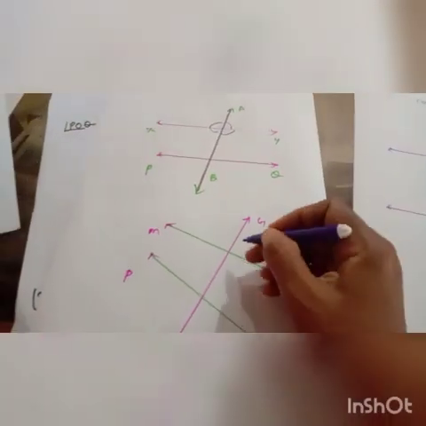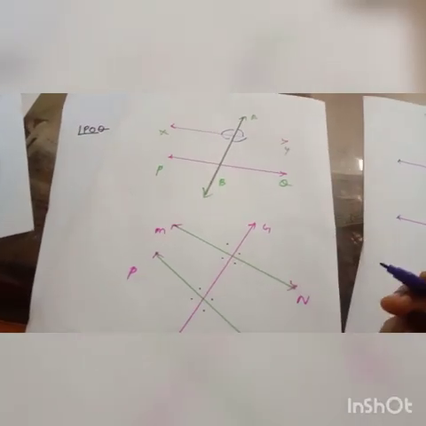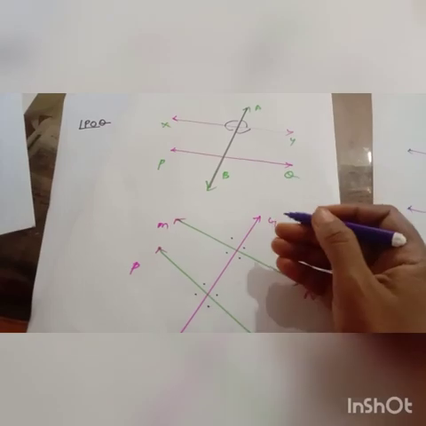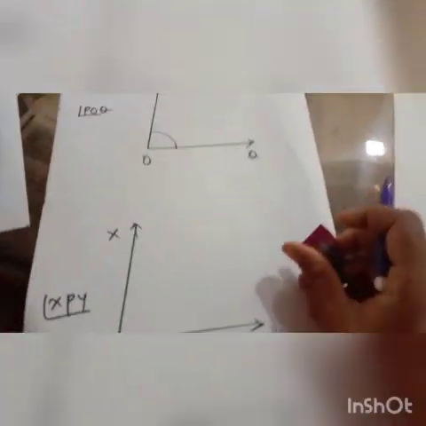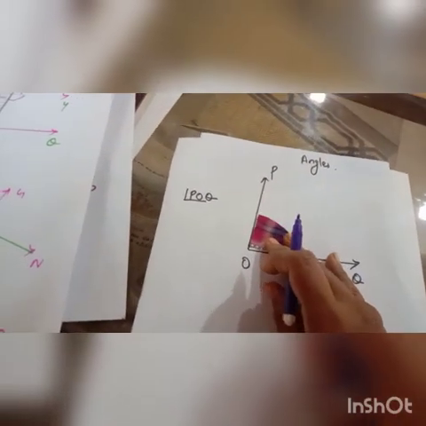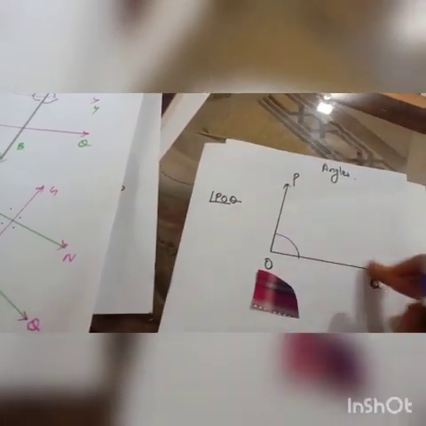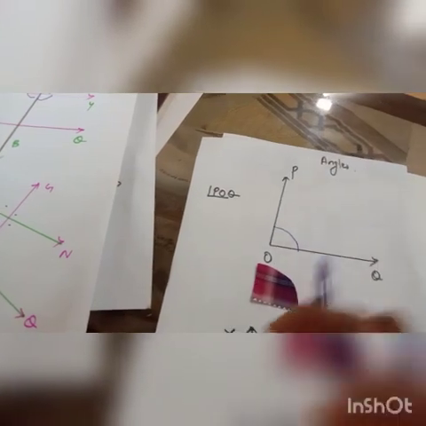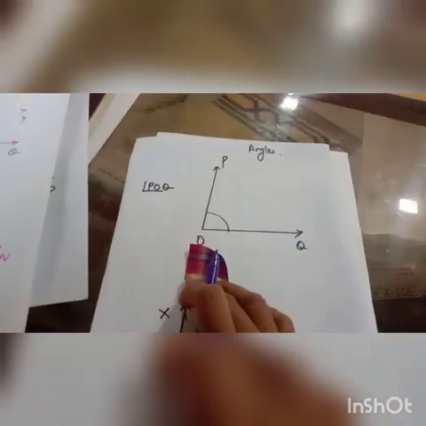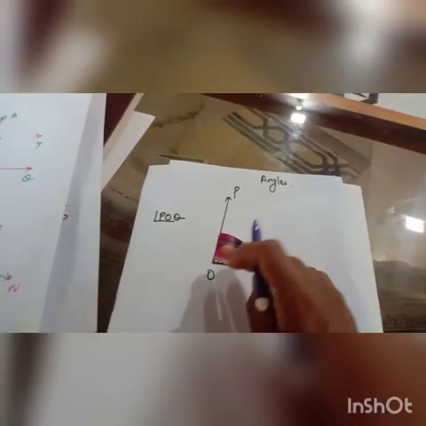If we see the transversal, some angles are forming. Here some angles are forming. We will study about these angles. Angle means what? The space between two lines. Listen, this is the space between two arms. Two arms is called an angle. If I put it like this, this is the space, this is the angle.